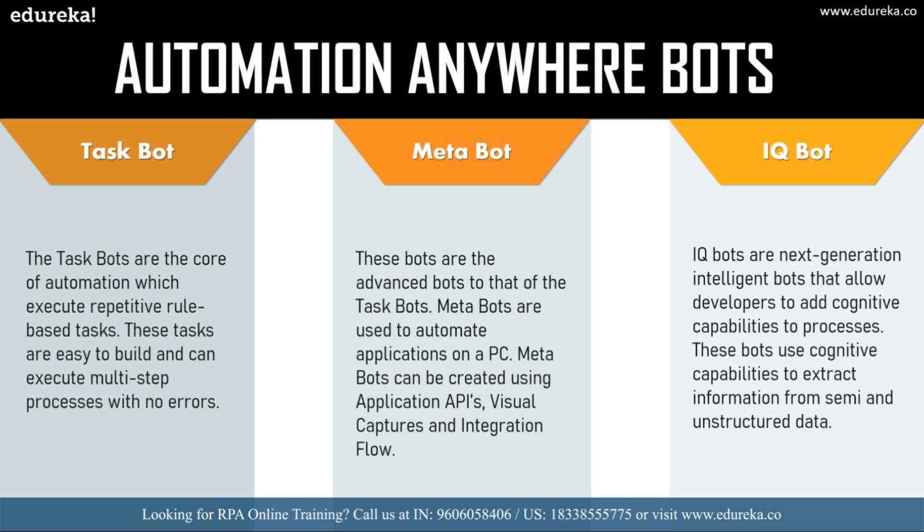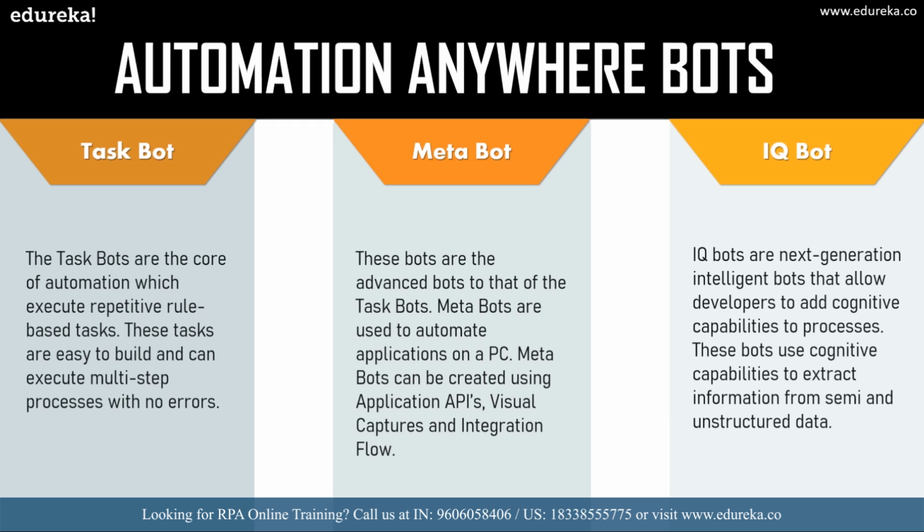These bots use cognitive capabilities to extract information from semi and unstructured data and can also learn to detect patterns, so that the next time the pattern is encountered, the bots know exactly what has to be done. So, with every human validation, it learns and grows smarter to execute the actions. So guys, I hope that you've understood the different types of bots provided by Automation Anywhere, that is the task bot, the meta bot, and the IQ bots.